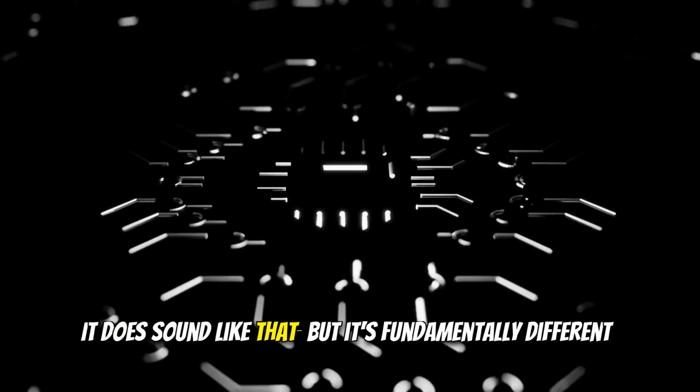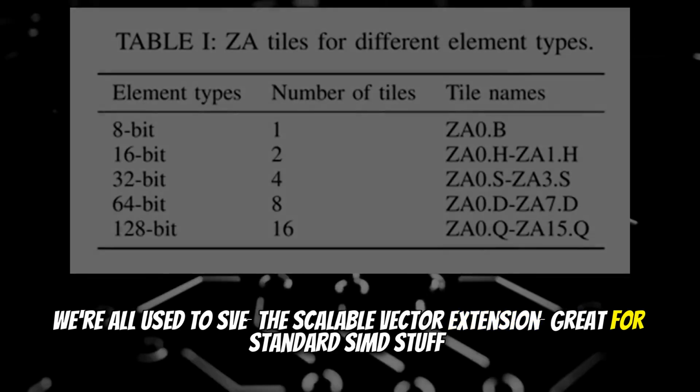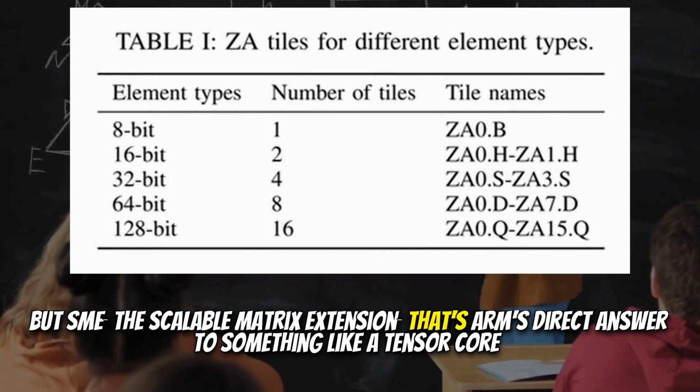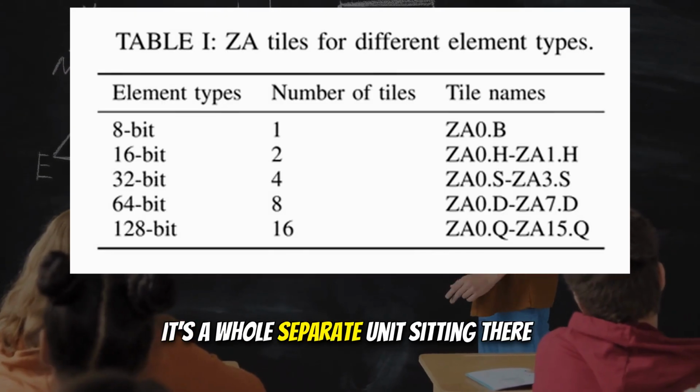It does sound like that, but it's fundamentally different. We're all used to SVE, the Scalable Vector Extension, great for standard SIMD stuff. But SME, the Scalable Matrix Extension, that's ARM's direct answer to something like a tensor core. So it's not just wider registers. It's a whole separate unit sitting there.